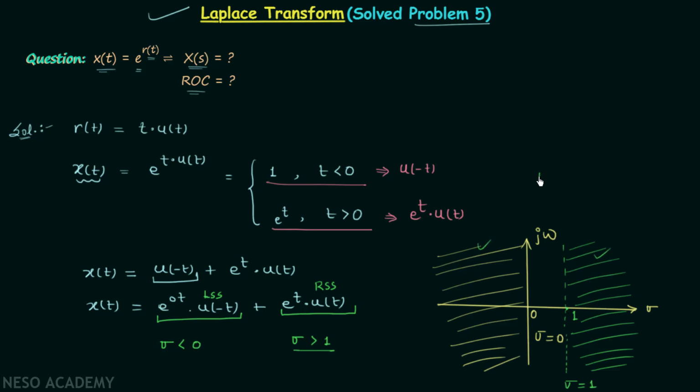Therefore, there is no common region of convergence, and as there is no common region of convergence, this implies the Laplace transform will not exist. So this is our answer. There is no common region of convergence and the Laplace transform will not exist. So this is all for this question.